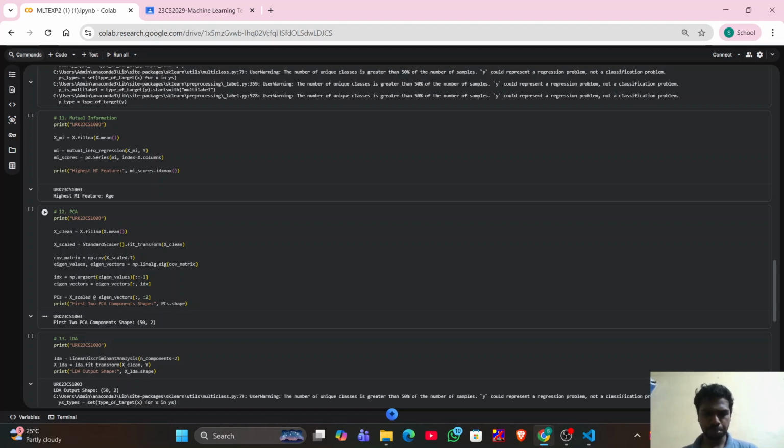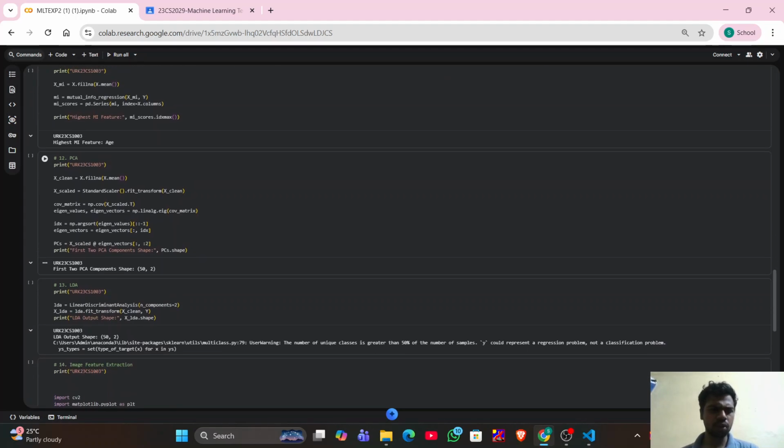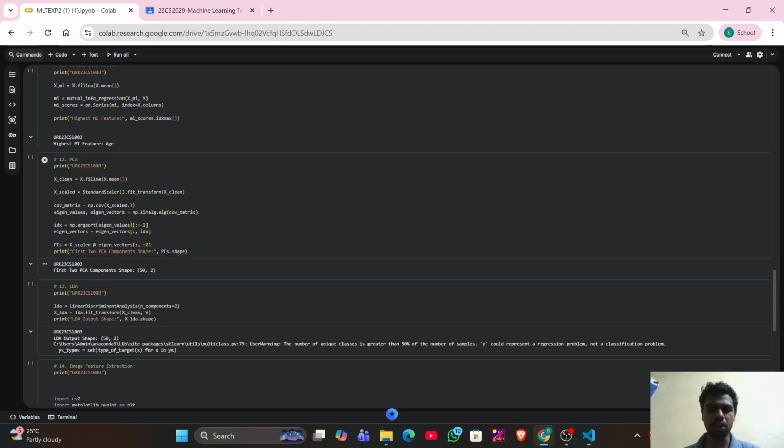Then next we are going to question number 12, which is PCA, principal component analysis. Now we move to the feature extraction part of the experiment. First we are filling the missing values. We are standardizing data using the z-score formula, which is x minus mean divided by standard deviation.